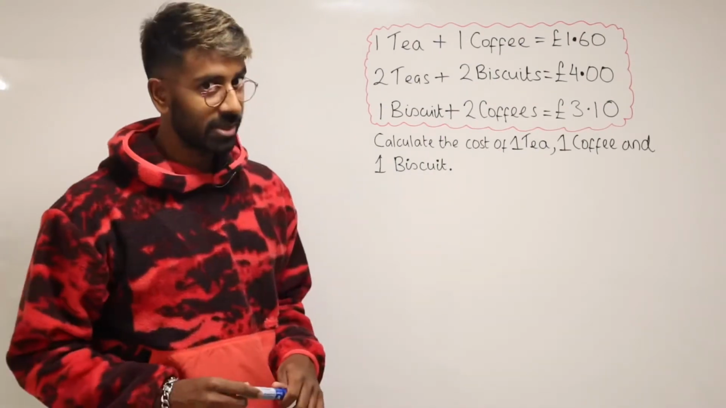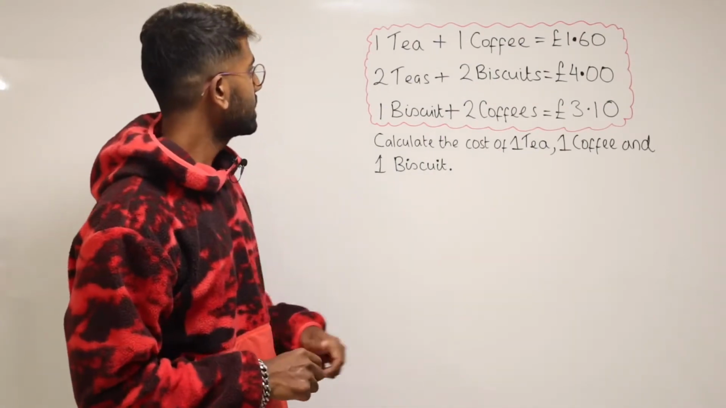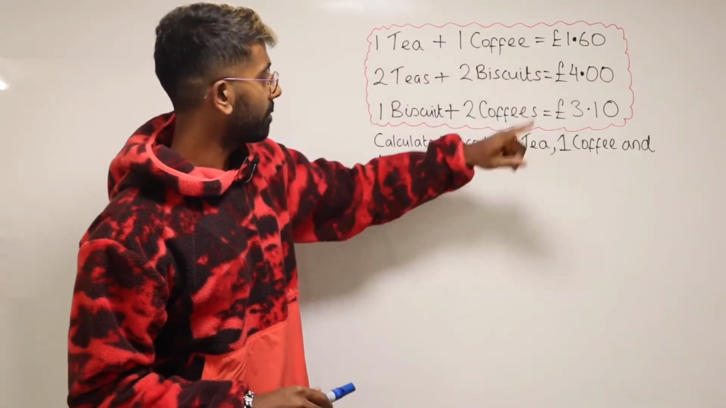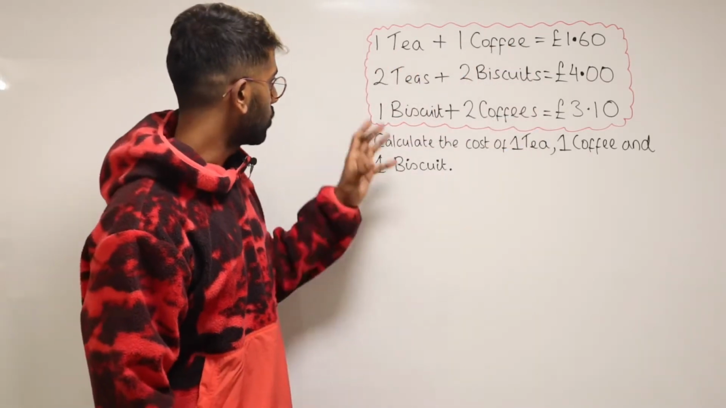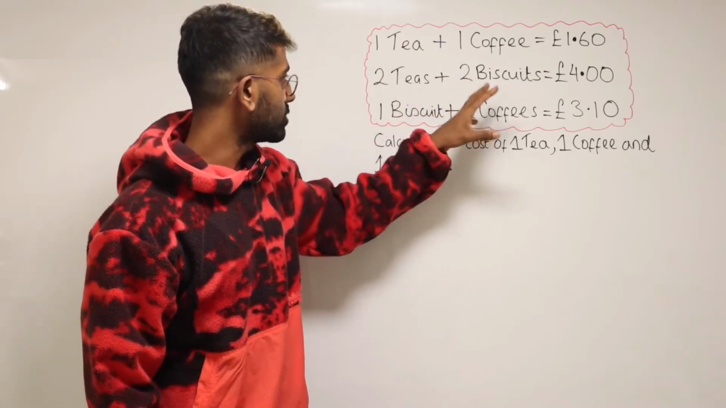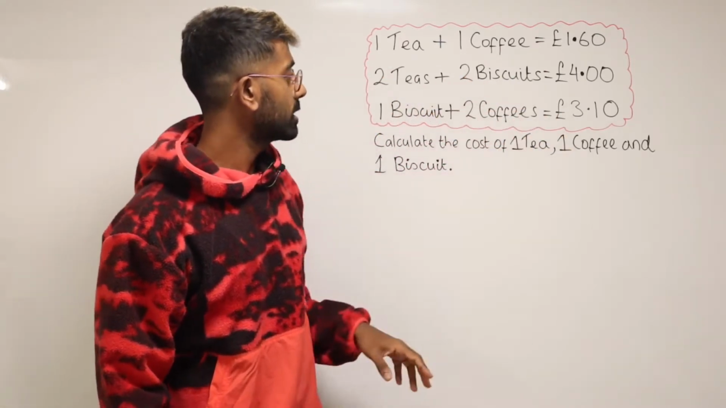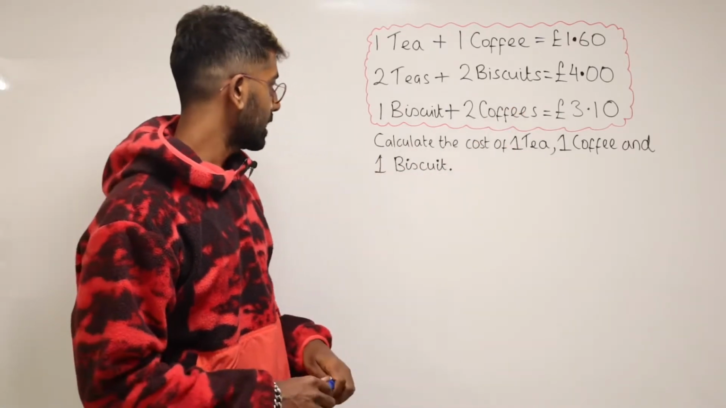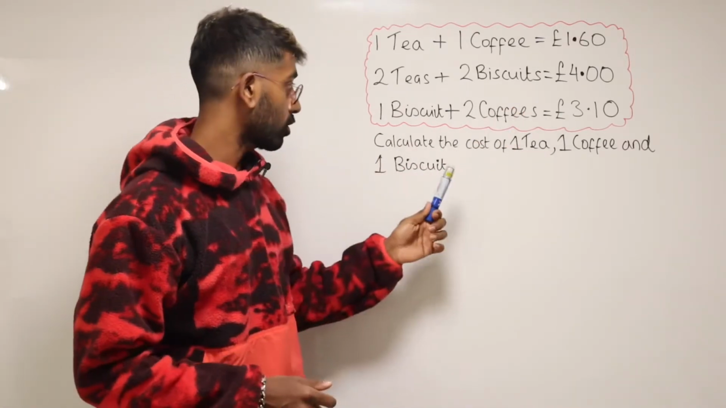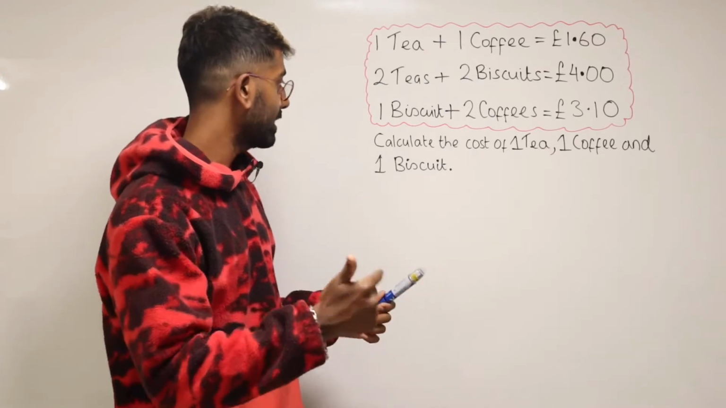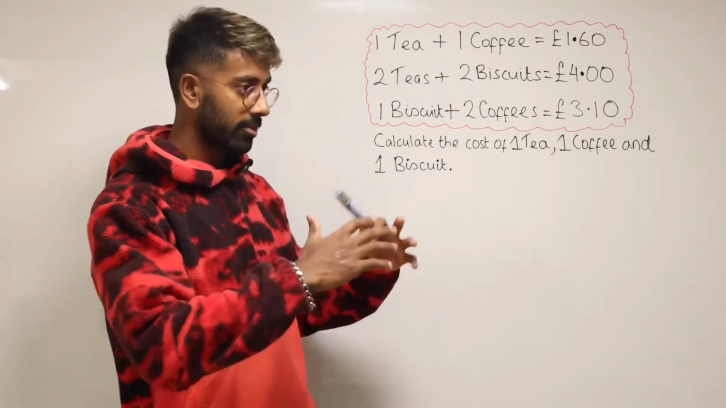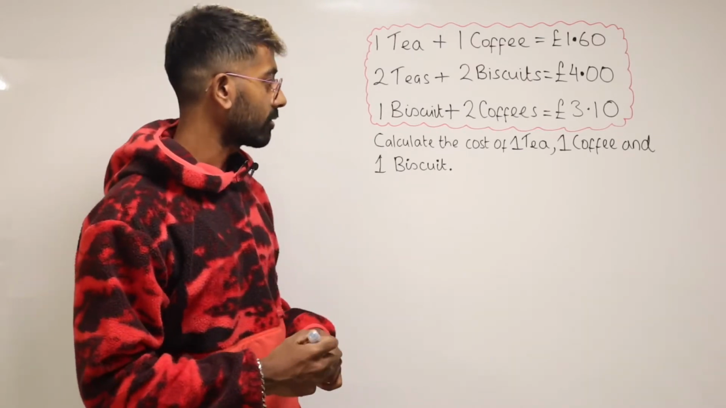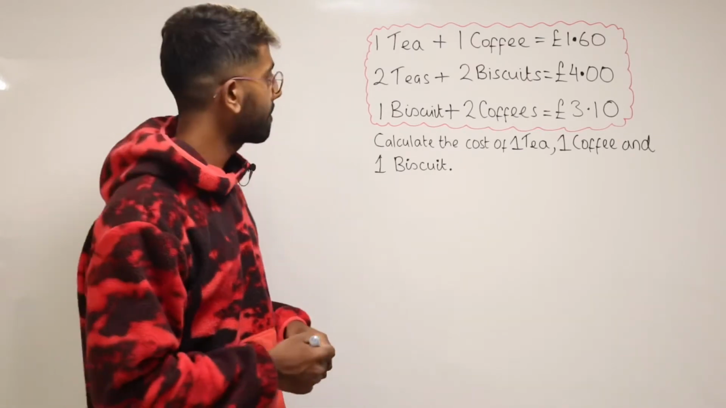We've got another 11 plus question, and here it is. So we're told the price of a tea and a coffee, and that's £1.60 altogether. We're also told that 2 teas and 2 biscuits is £4, and then we've got 1 biscuit and 2 coffees is £3.10. And what we need to figure out is the cost of a tea, a coffee, and a biscuit. So we'll find out the price of all of those things together, and then maybe we can work out the cost of each of those individually.